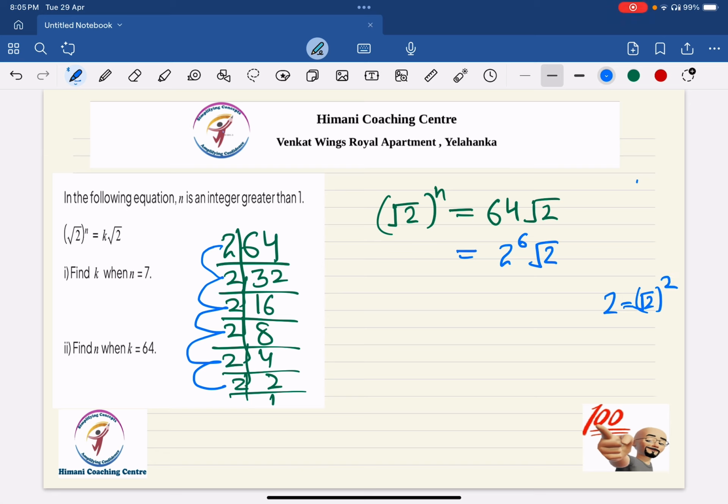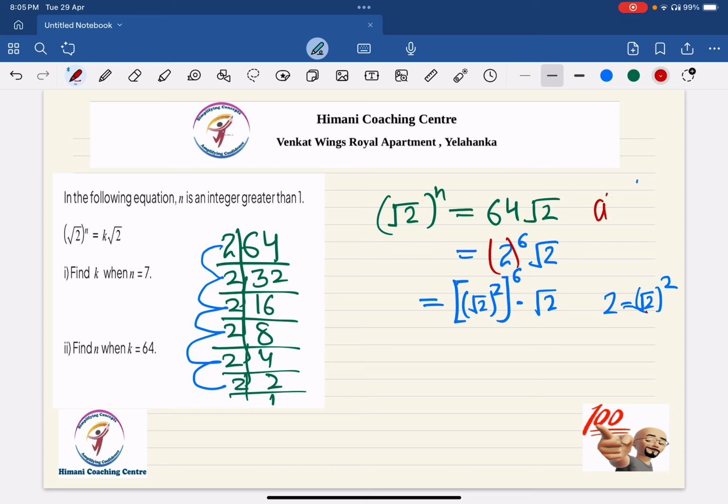Okay. So instead of 2, what will we do? We will write this as root 2 square for 2, which has a power of 6, times root 2. Okay. Just understand this step. This 2 which has a power of 6 is written as root 2 square.